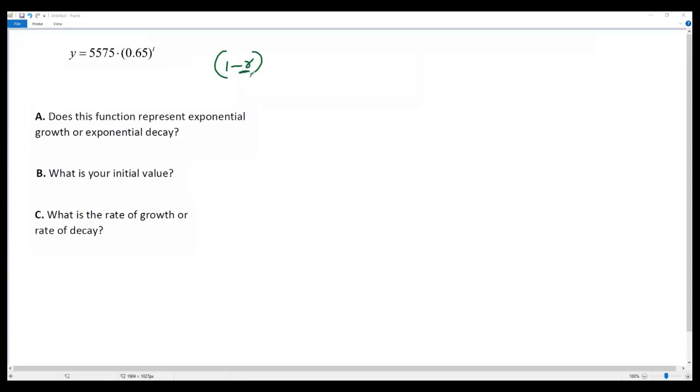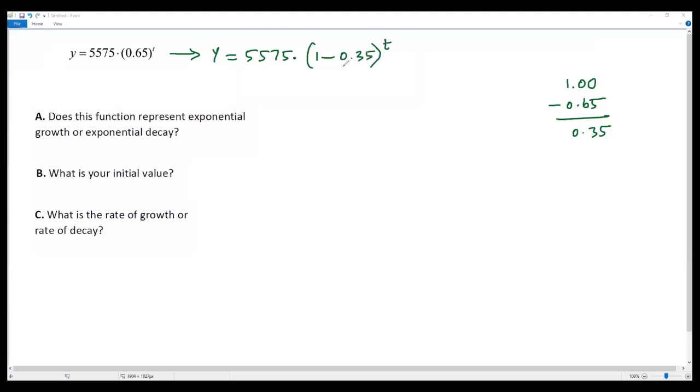Okay, how can we find the value of r in this case? It's very simple. We can subtract this value 0.65 from 1. Let's write this one as 1.00. When I subtract 0.65 from this, I'll get 0.35. So the given function can be written as y equals 5575 times 1 minus 0.35, to the power of t. Whenever I want to find the value over here, it's very simple in an exponential decay function. You just subtract the value of b from 1.